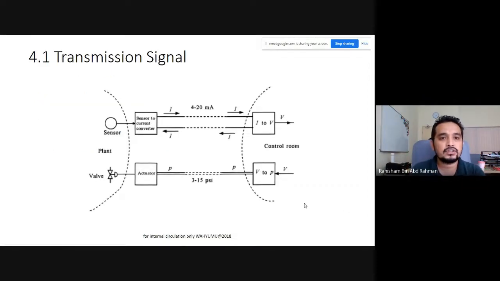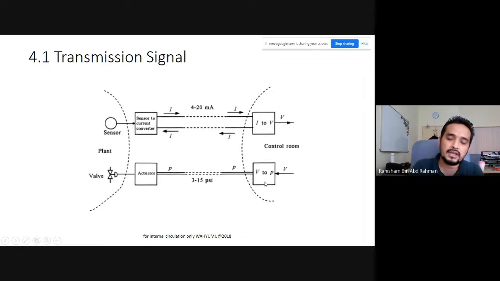Transmission signal. If we look here carefully, we can see we have two main domains, or regions. One is the sensor part, one element, for example, this one is the sensor, and the other part is the control room. How are we going to transfer the data from the sensor to the control room? How are we going to transmit the data, in terms of the valve, the measured pressure, to the control room?